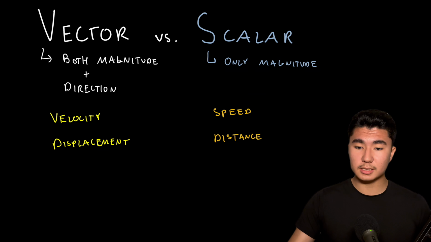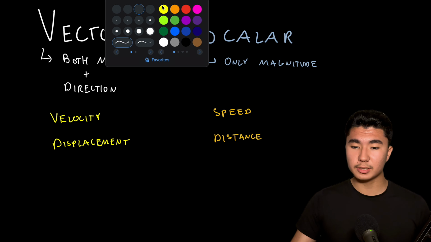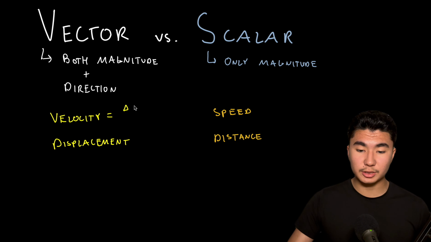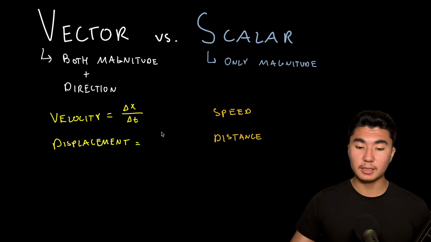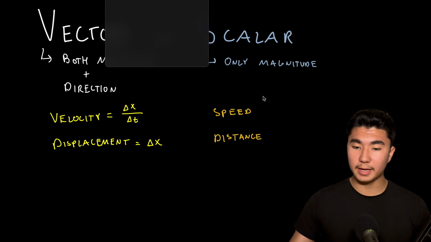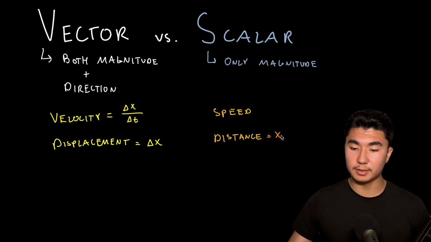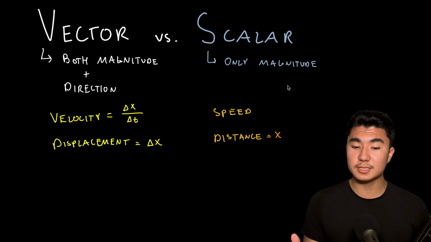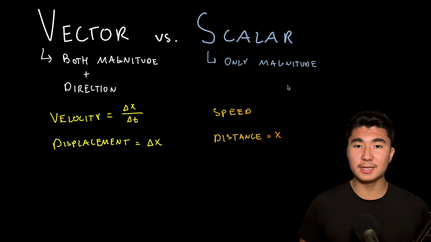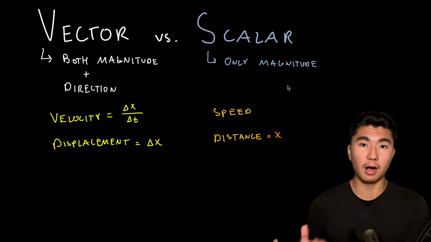So our equation for velocity, and you're going to see this many times in your formula sheet or just in physics in general, is change in displacement over change in time, while displacement is just going to be this change in x, which is our position. So distance over here is just going to be x. Now velocity and speed, the differences between the two are pretty easy, because velocity can be positive or negative because it has a direction while speed doesn't. But displacement and distance could be a little bit difficult to comprehend at first.